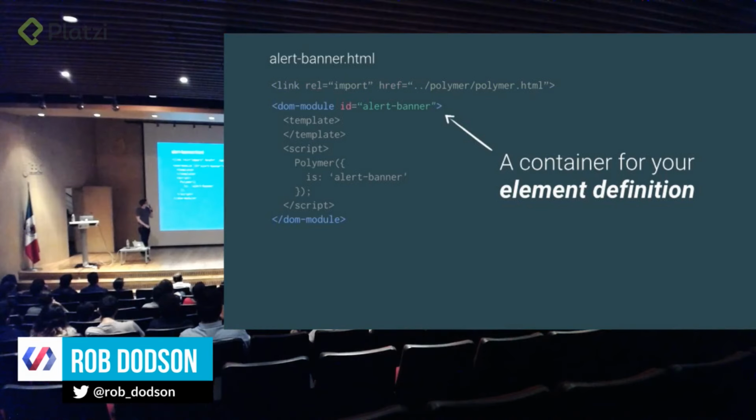Then I'm going to have this DOM module wrapper. This is going to contain all of my Polymer code. This is basically a very generic container that Polymer uses just to hold all of your markup.